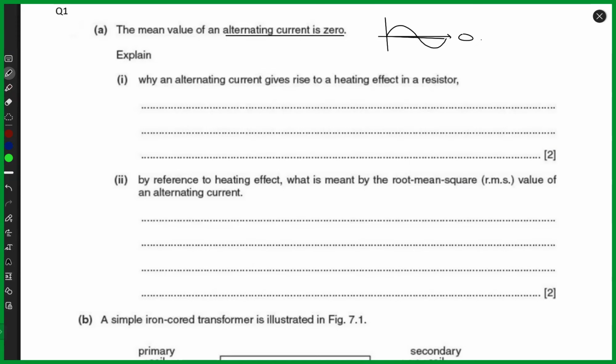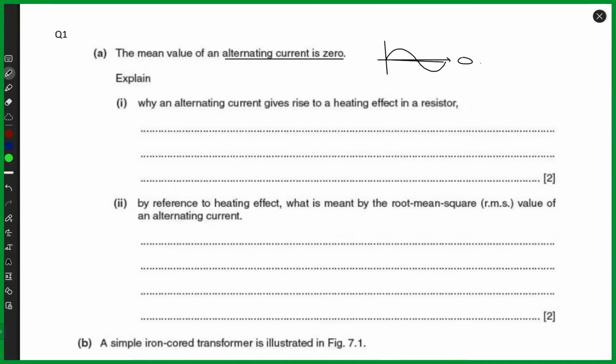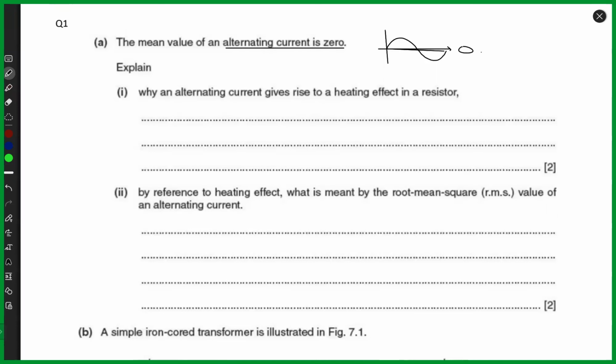So the mean value of alternating current is 0. Explain why an alternating current gives rise to a heating effect in a resistor. So the heating effect in a resistor, if I have it connected to a supply of an alternating current.